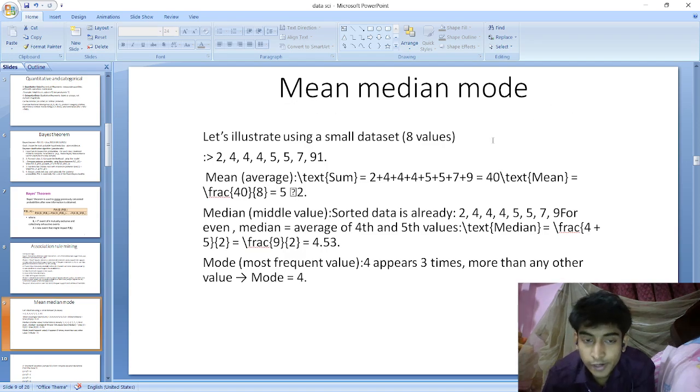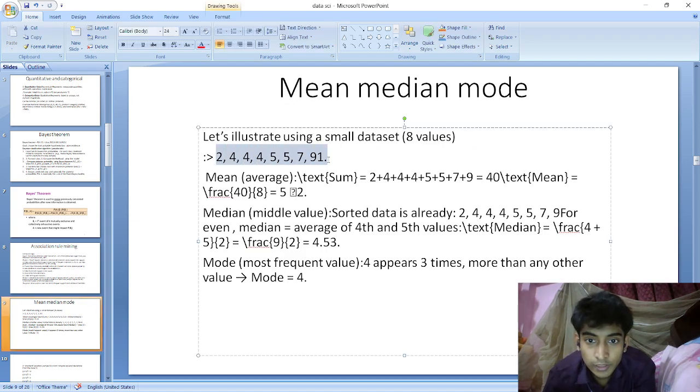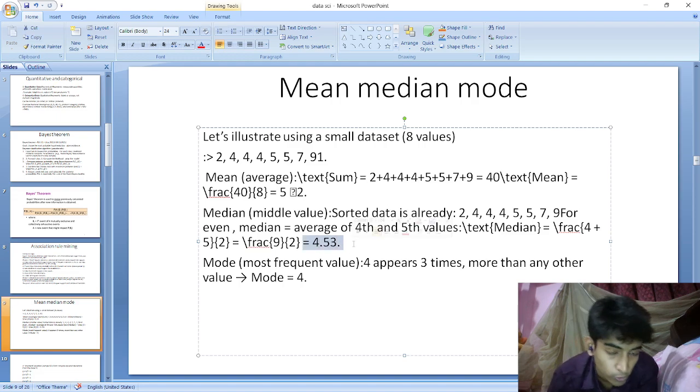We are discussing mean, median, mode, where we have taken this small dataset with 8 values. Let's find the mean, which is the sum of all observations upon the number of observations. We take the sum upon the number of observations, which is 8, which is 5.2, right? Then we calculate the median, which is the middle value. When we check for the middle value, we find that the number of records is even. So we take the fourth and fifth value and take their average, which comes out to be 4.53.